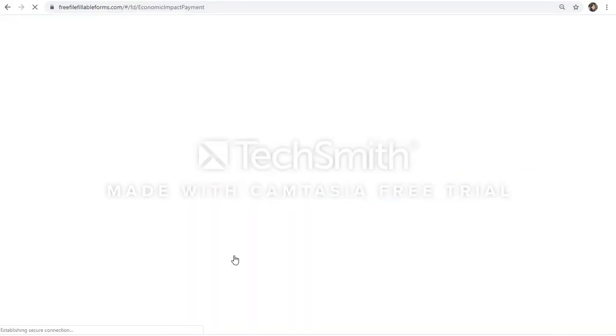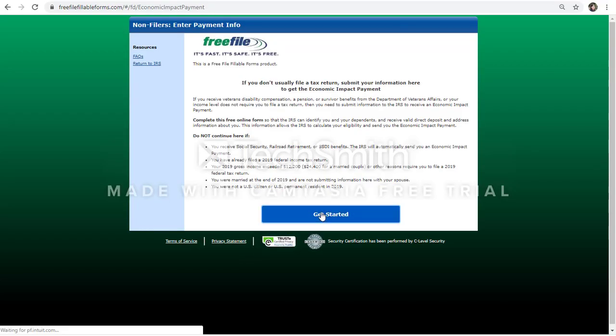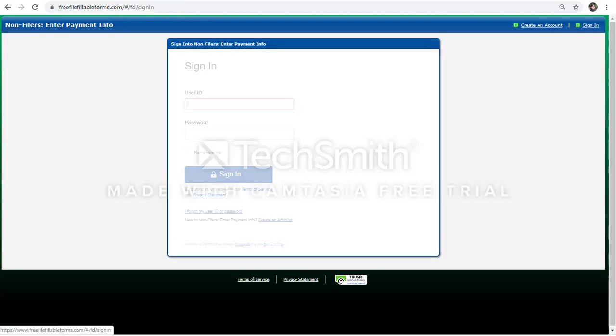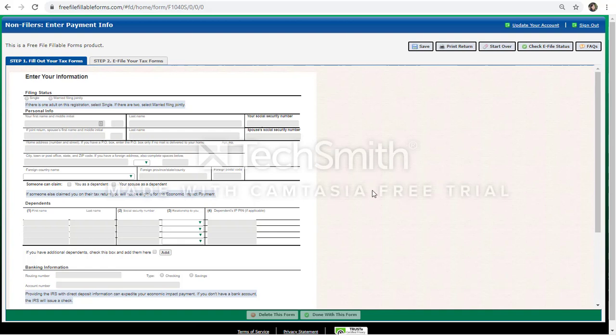Again, this is for people who don't need to file a tax return. I'm going to go to Get Started and I'm going to sign in. When you sign into this system, it brings you to the simplified form. I already did a video about this form. You notice at the top the options are single or married filing jointly. If neither of these is your filing status, what do you do? This is a great form for people who don't have a filing requirement and meet this criteria.